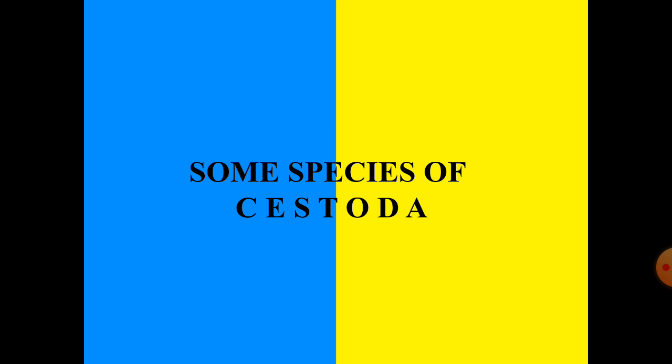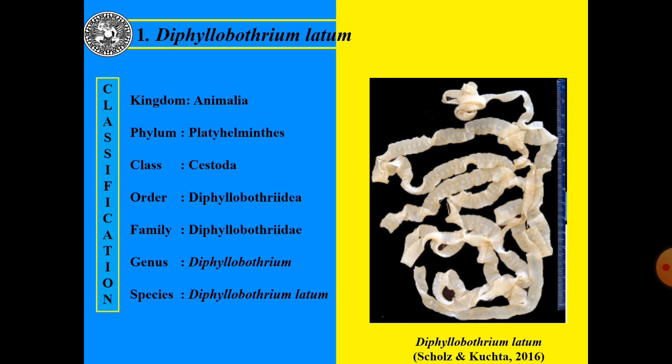Some species of Cestoda. Number 1 is Diphyllobothrium, in the classification Kingdom Animalia, phylum Platyhelminthes, class Cestoda, order Diphyllobothriidea, family Diphyllobothriidae, genus Diphyllobothrium.